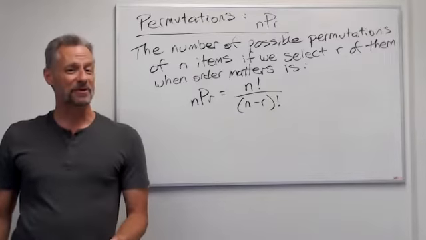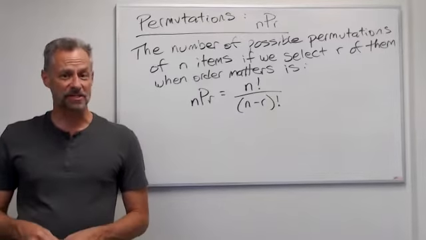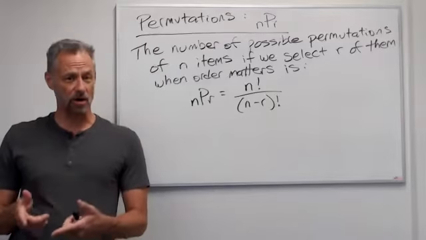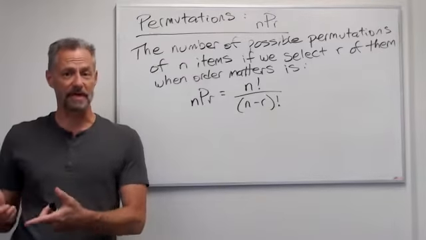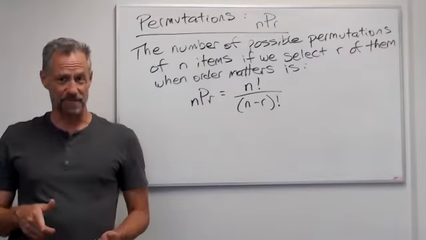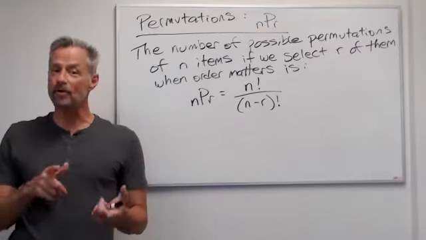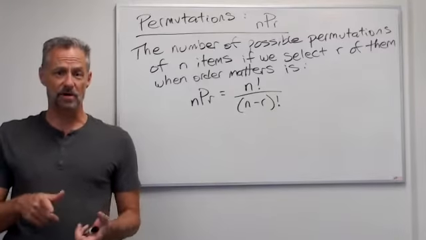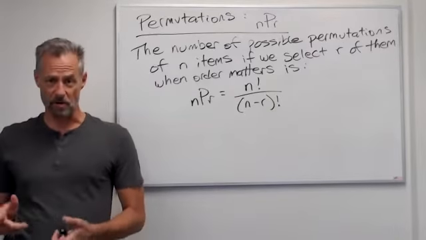Hi, everybody. Professor Monty again, and let's talk about permutations. As you see, I've written it nPr, sometimes we call it n permute r. The number of possible permutations of n items, if we select r of them when order matters, is nPr equals n factorial over n minus r factorial.